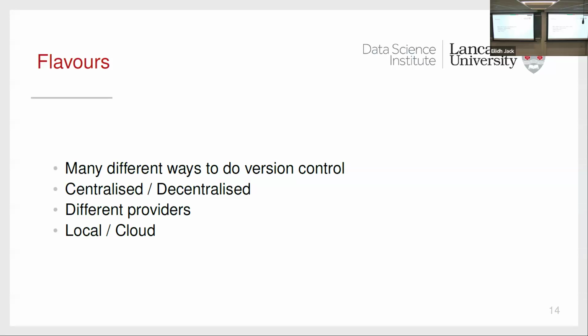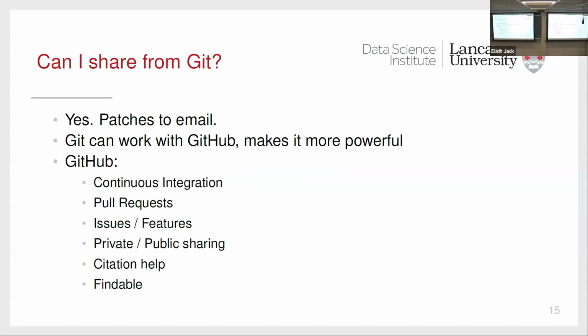Most of the things are transferable between them. There's nothing too specific. So, can you share from Git? Yes. It was designed to share patches via email, but it's much better if you go to something like GitHub or GitLab. That's when you really get the power to start sharing things. And that has these fancy things like continuous integration, pull requests, issues, private and public repositories, citation, and being findable.